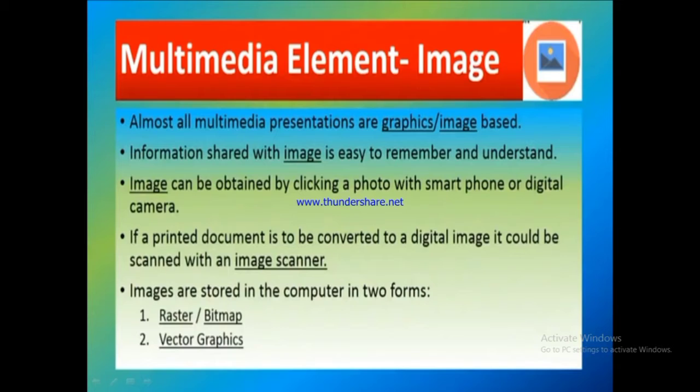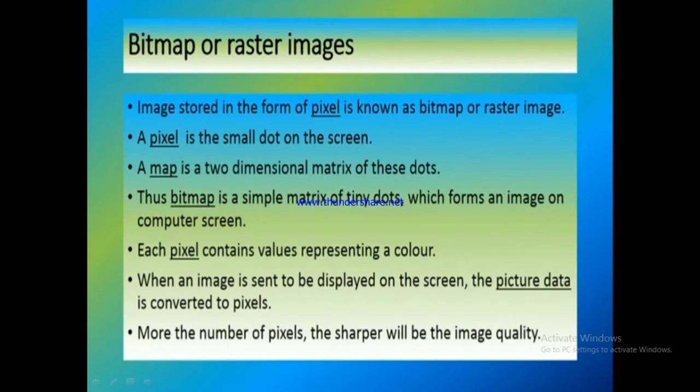Here, the computer stores a picture in two types of forms. First of all, raster or bitmap images. An image stored in the form of pixels is known as a bitmap or raster image.